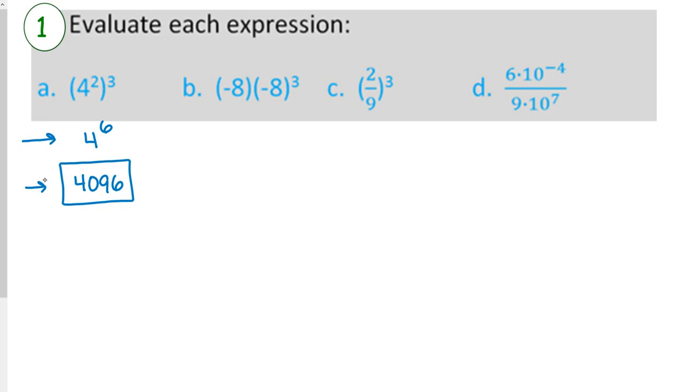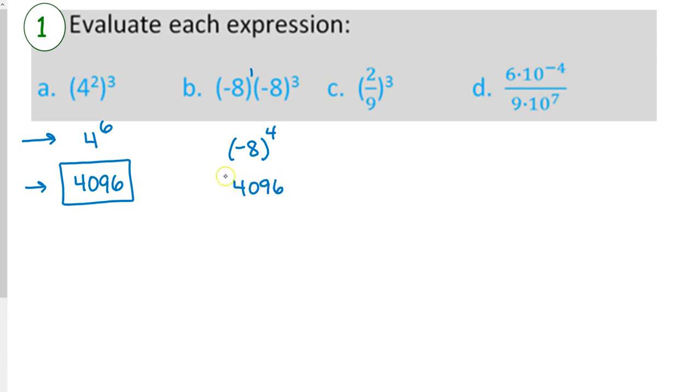1b, we have negative 8, which could be written as negative 8 to the 1st power times negative 8 to the 3rd power. So we have the same base in both. The base is negative 8. Add those exponents together and we get negative 8 to the 4th power. And since we're multiplying a negative by itself 4 times, we're going to end up with a positive. Negative 8 to the 4th power is 4,096.